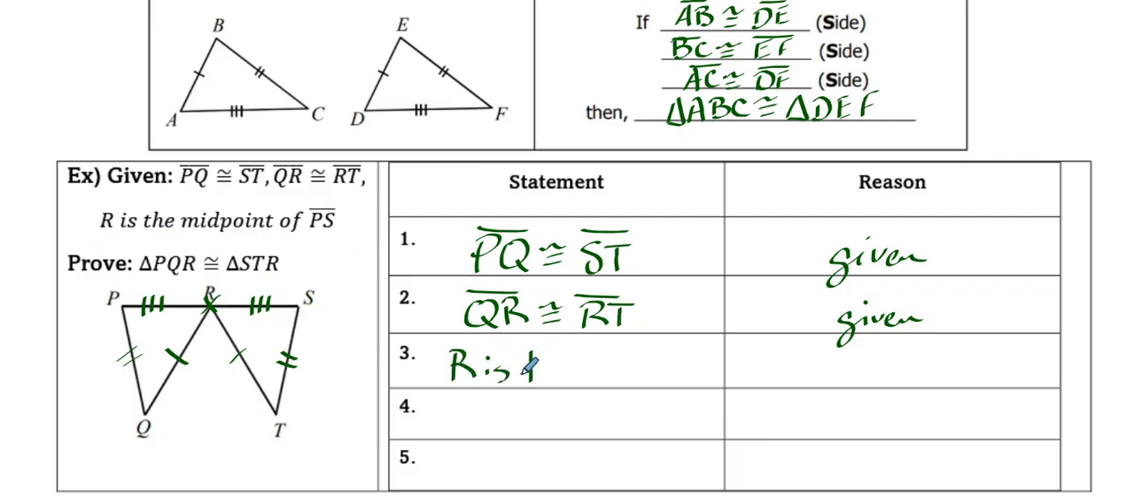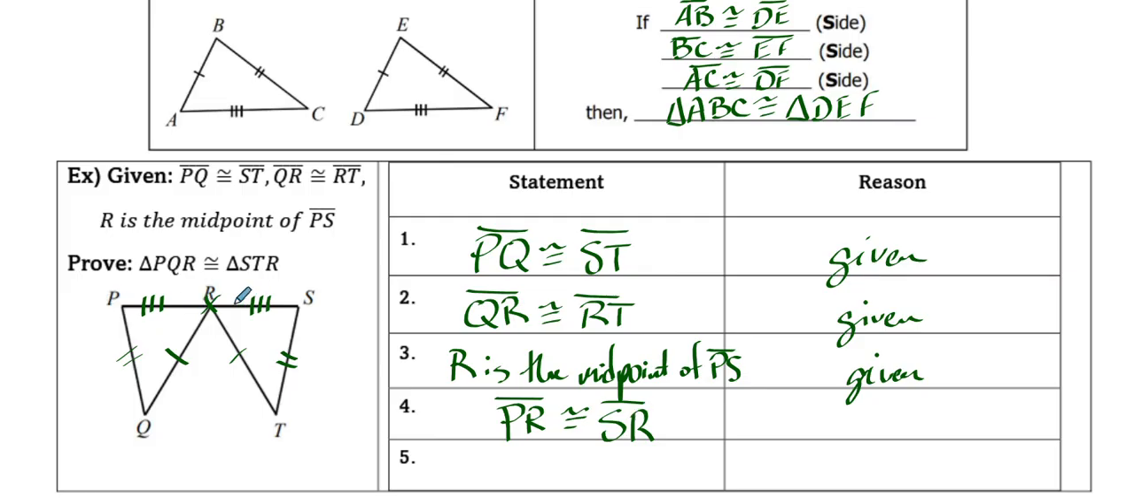R is the midpoint of PS. If that's true, then these two segments have to be the same. Then PR has to be congruent to SR. Sorry, I said that backwards, but it doesn't really matter. Those two sides have to be the same by the definition of midpoint. And so now we have all three sides congruent, so the triangles have to be congruent.